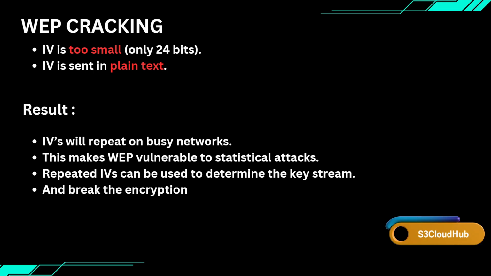The IV is only 24 bits long, which is not a large enough number to keep things secure, especially on a busy network. As more packets are sent, IVs start to repeat, making the encryption vulnerable to a statistical attack. Using a tool like AirCrack-ng, we can collect enough packets with repeated IVs and eventually determine the key stream. From there, cracking WEP and getting the network's key becomes possible.